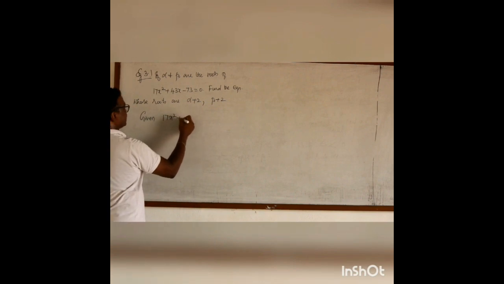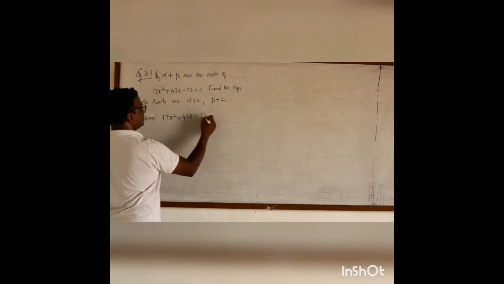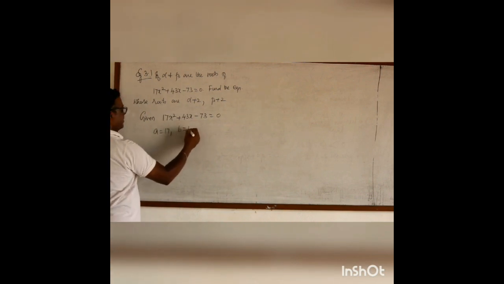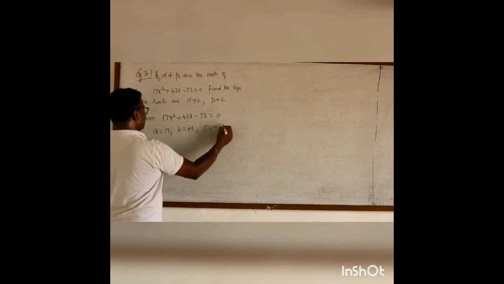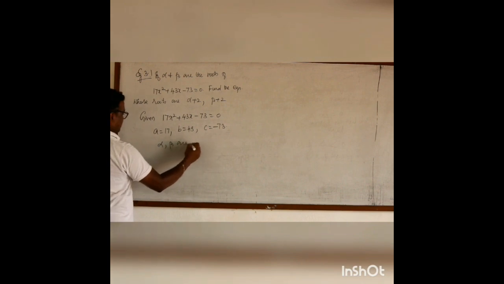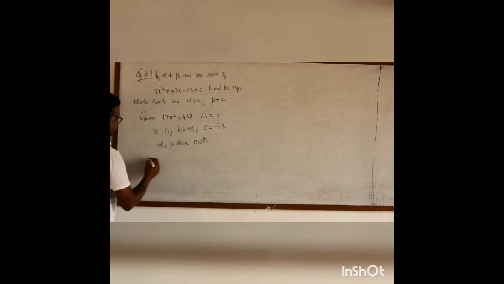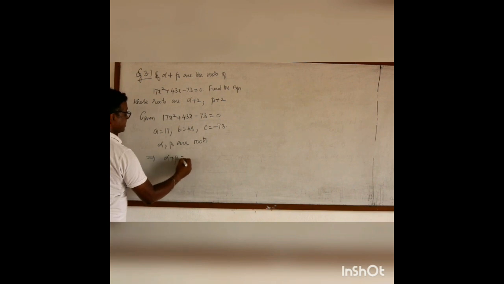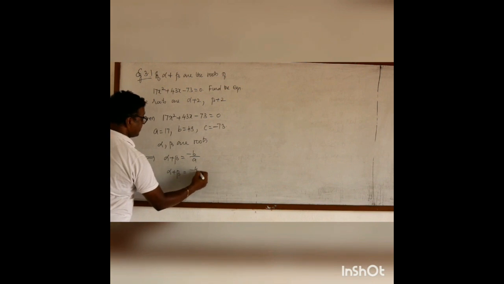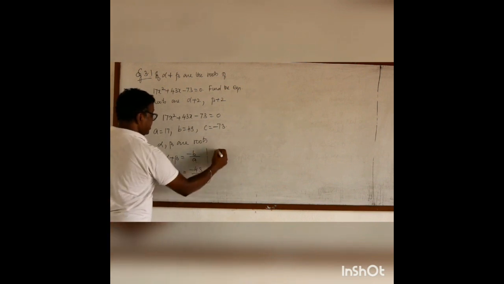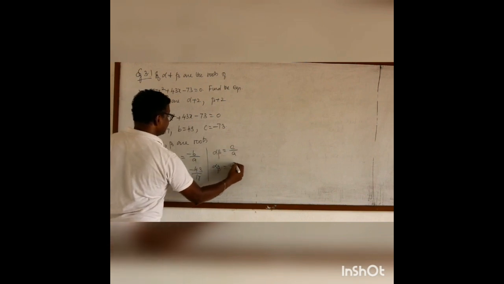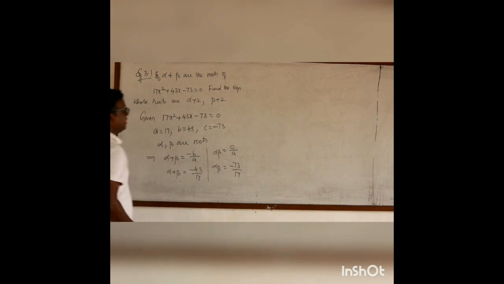Given 17x square plus 43x minus 73 equal to 0. Here A equal to 17, B equal to 43, C equal to minus 73, and alpha, beta are roots. Then this implies alpha plus beta is minus B by A, that is, alpha plus beta is minus 43 by 17. Alpha beta equal to C by A, so alpha beta is minus 73 by 17.